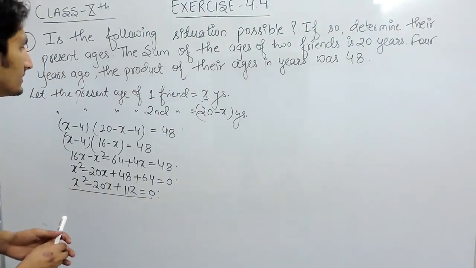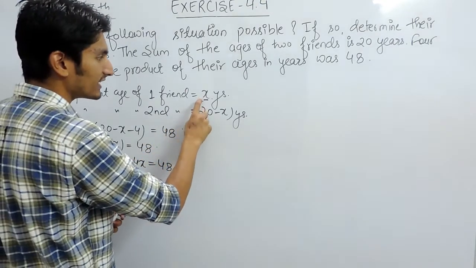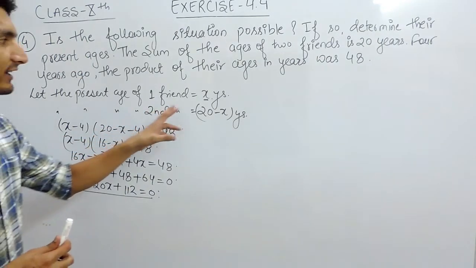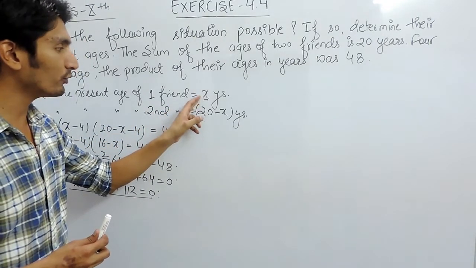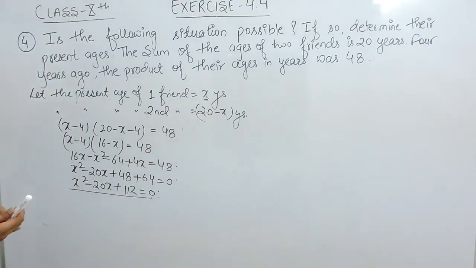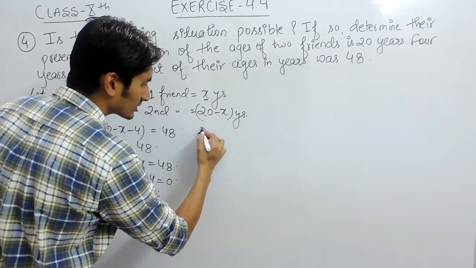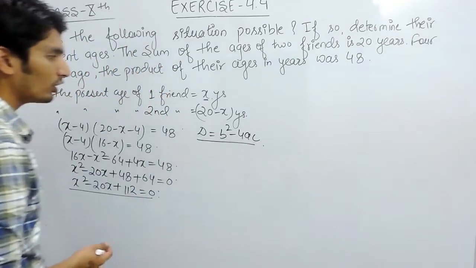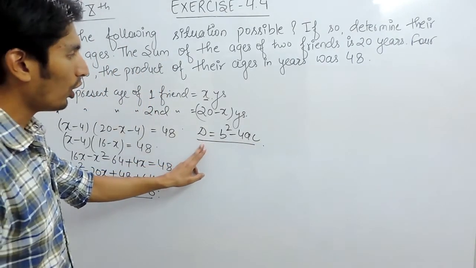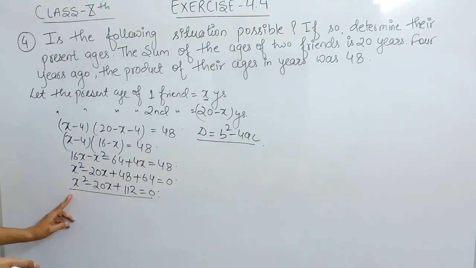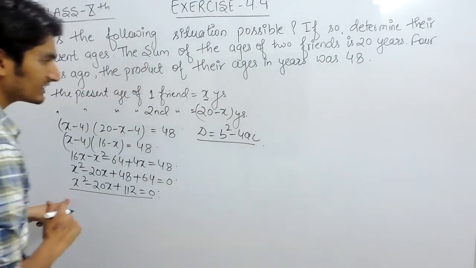Now we have our quadratic equation, and you have to find whether the following situation is possible or not. Means you have to check whether the value of this x is real or not. So if you want to check whether the value of this is real or not, we know that first of all we have to find the value of D, which is a discriminant, which is b square minus 4ac, and if the value of this D is equal to 0 or greater than 0, in that case the value of the variable is real. So let's find what should be the value of discriminant.